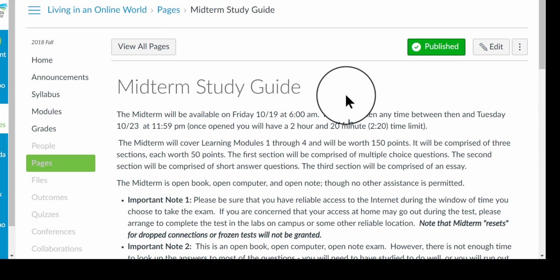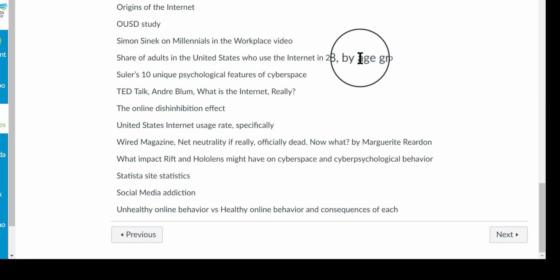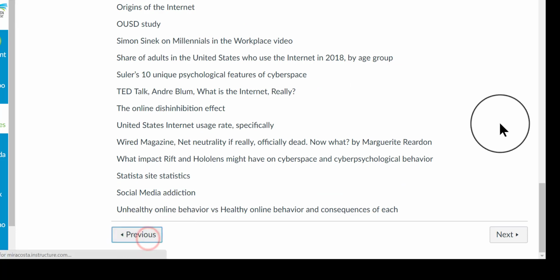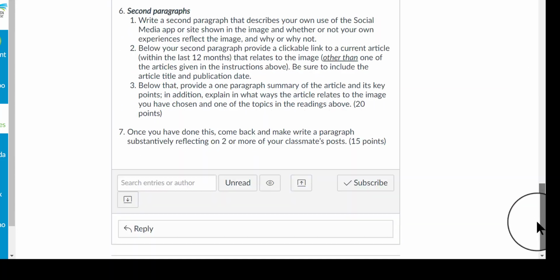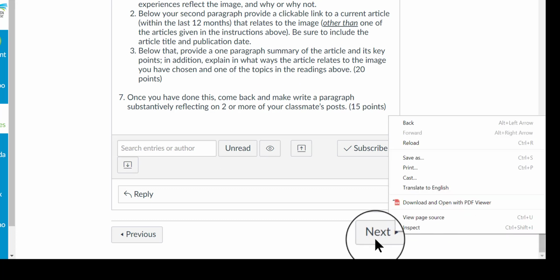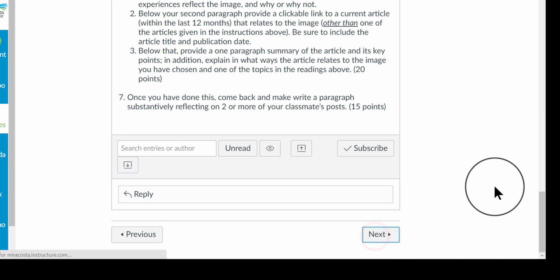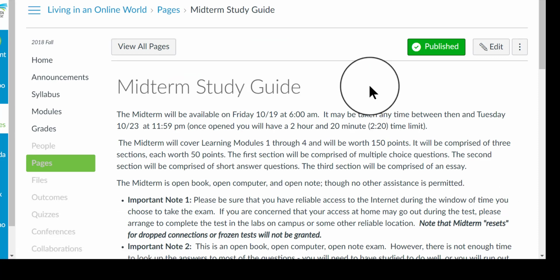Again, the only way to find this midterm study guide is by clicking the next button in the lower right corner of this page, LM4D, Learning Module 4D. Go all the way to the bottom right, and this is where you will find the next button for that midterm guide. So if you have any questions about anything in Learning Module 4 or the midterm study guide, please email me right away.